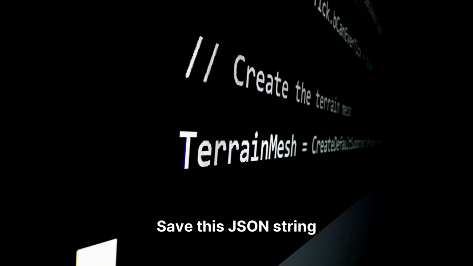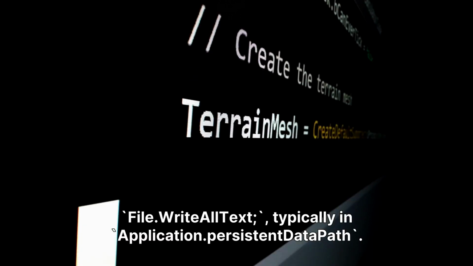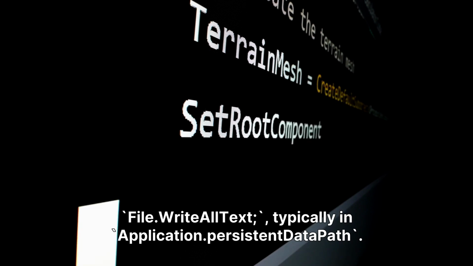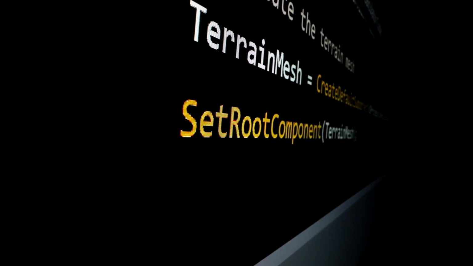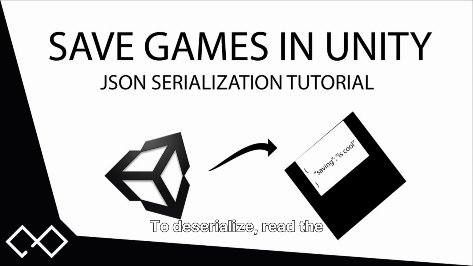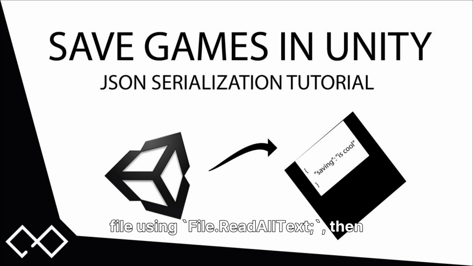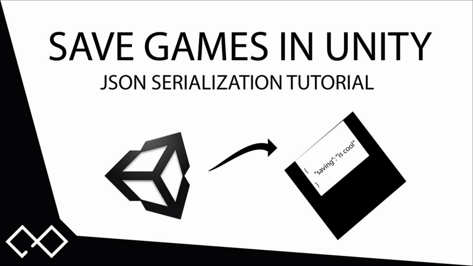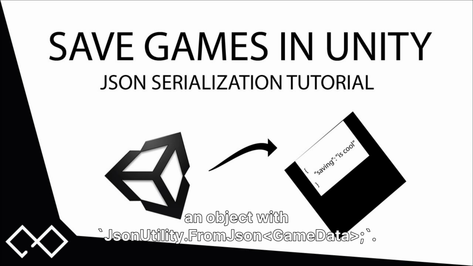Save this JSON string to a file using File.WriteAllText, typically in Application.persistentDataPath. To deserialize, read the JSON string from the file using File.ReadAllText, then convert it back into an object with JsonUtility.FromJson GameData.